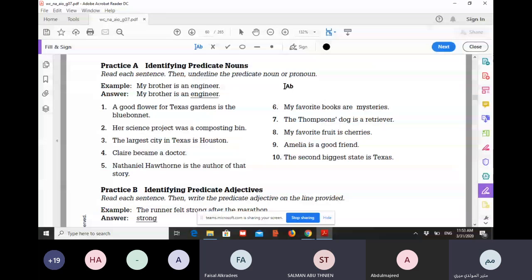Excellent. So engineer, we underline it because it's a predicate noun or a pronoun. It is a predicate noun because an engineer is a noun. So it is a predicate noun that identifies the word brother. Do the first, please.